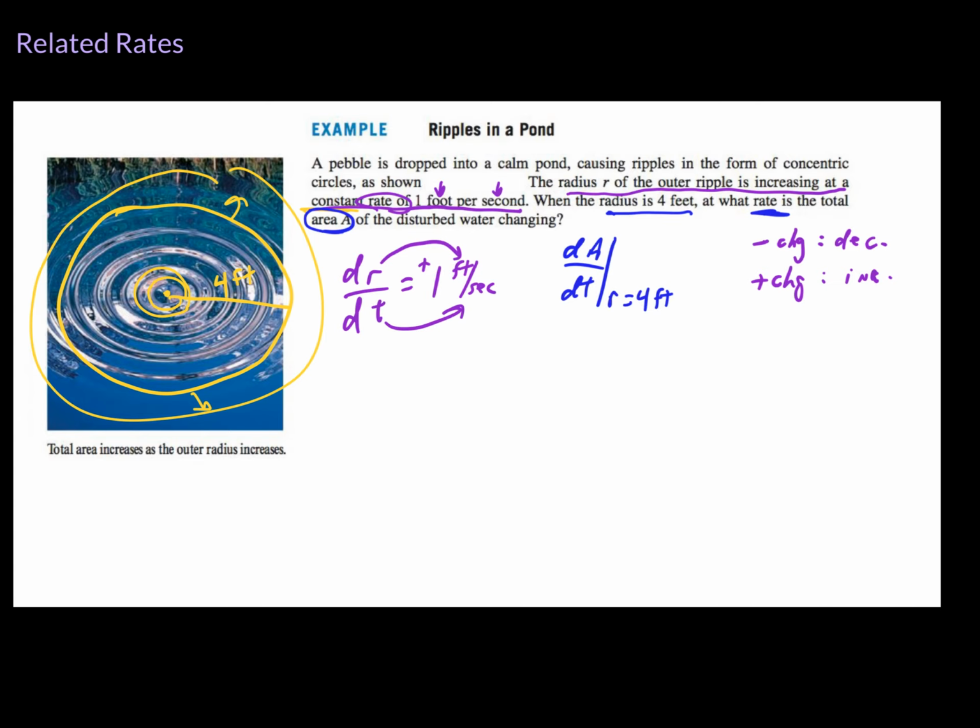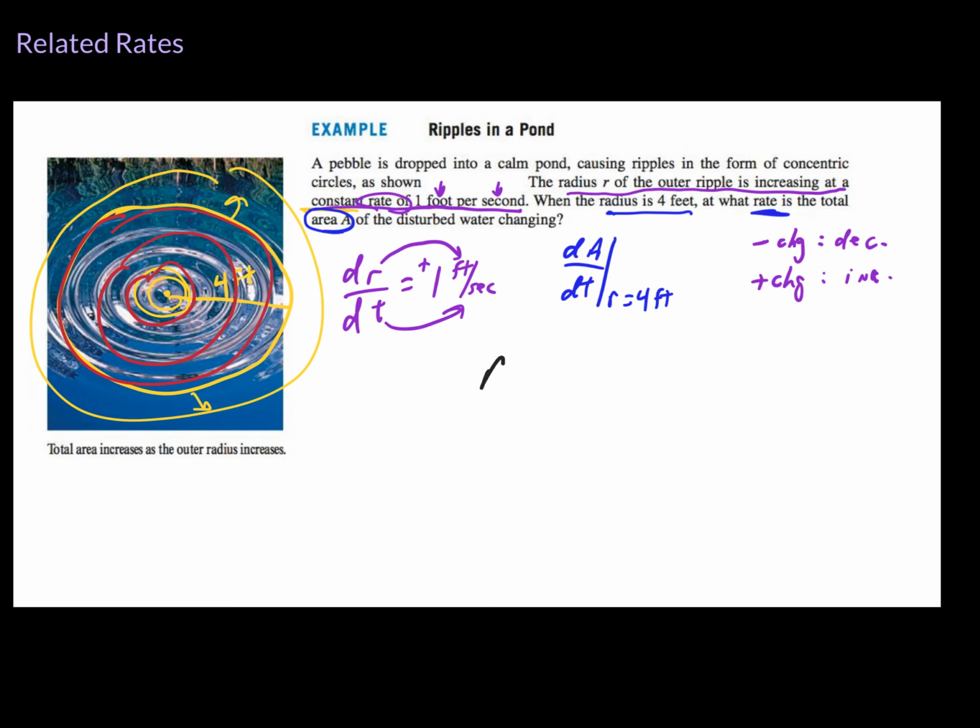And they specify 4 feet because, again, like we said, that radius, it's different. The area is changing at different intervals. We want to know at the moment it's 4 feet, what's the change in the area? We are asked to find the change in the area of a circle.